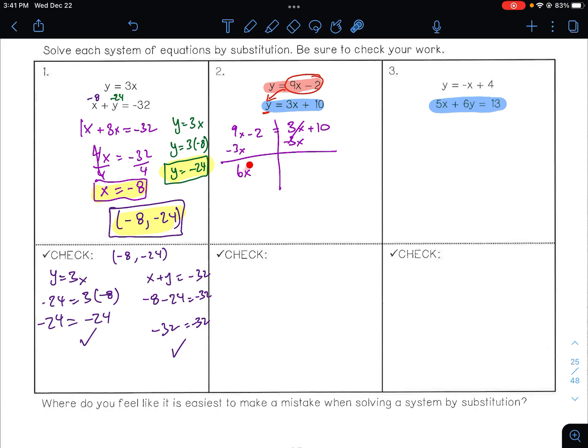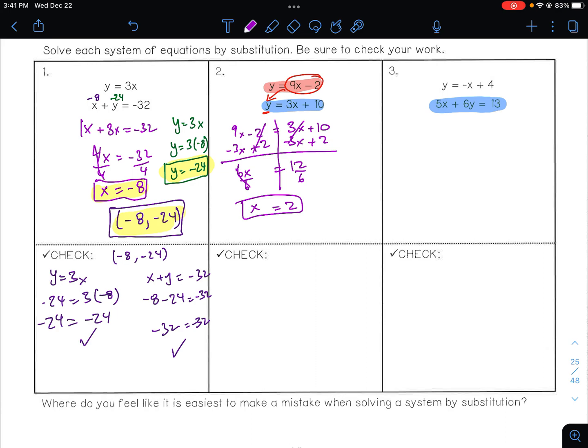And what else do I have here? Well, this constant right here, this -2, so get rid of it, add 2 to both sides. And that gets me 12. 6x equals 12, divide by 6. X equals 2. So now I know what x is.